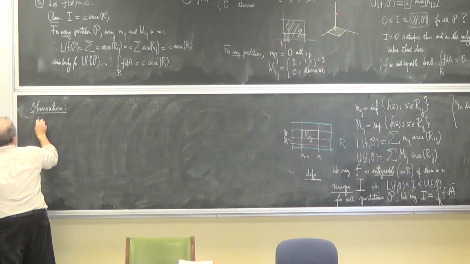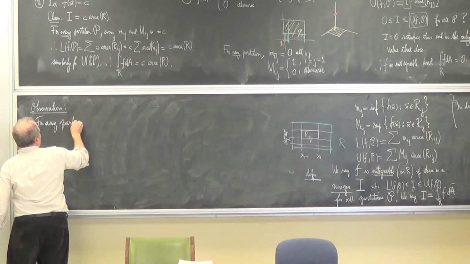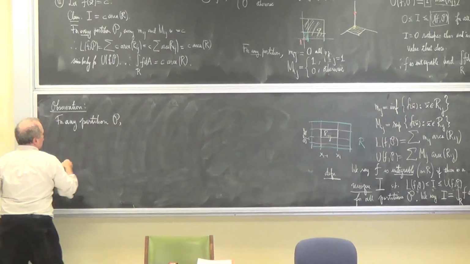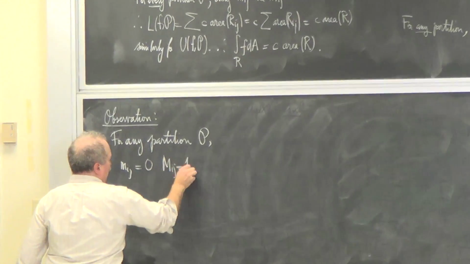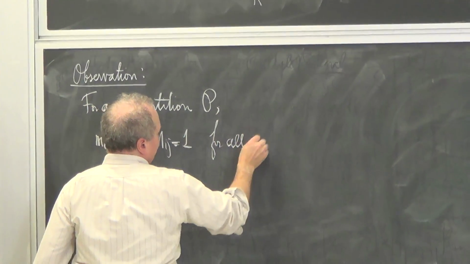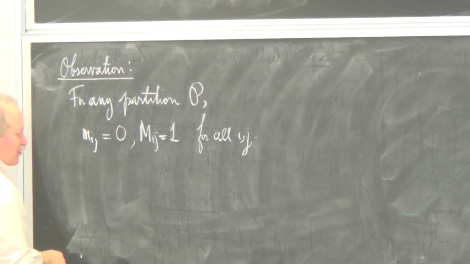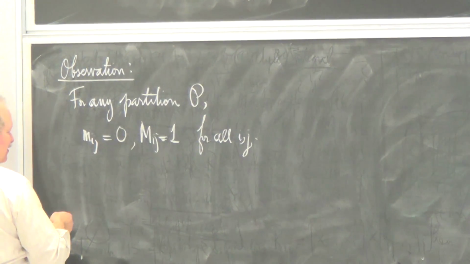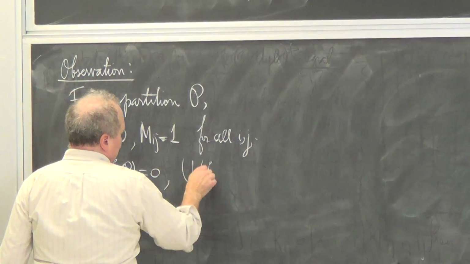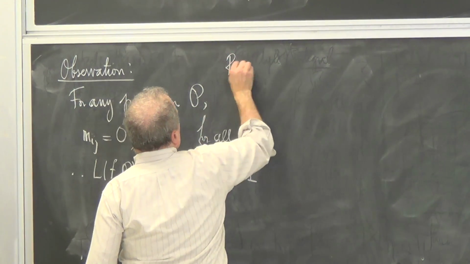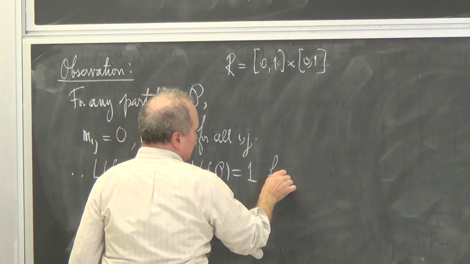For any partition, p, little m_ij is 0, and big M_ij is 1 for every i and j. Therefore, L(f,P) is 0, and U(f,P) is 1, so I'm doing R being the square again, for every P.